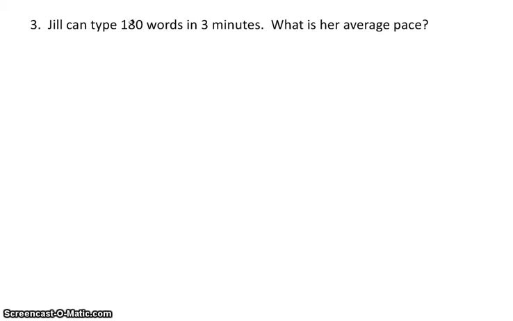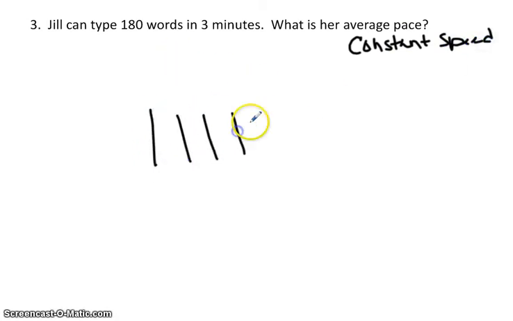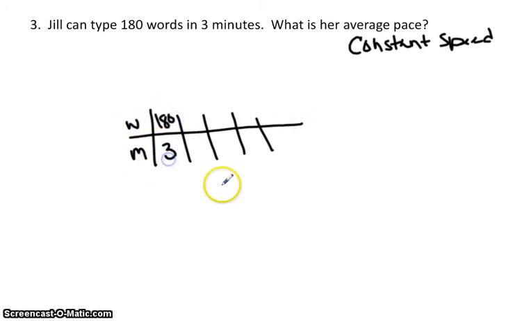In problem 3, Jill can type 180 words in 3 minutes. What is her average pace? Average pace is the same as finding constant speed. So what we're looking at here, again, this is constant speed, is we are trying to determine how many words per minute she can type. So we'll go ahead and put this ratio in a ratio table. And we're going with words and we're going with minutes. And it's 180 words in 3 minutes.